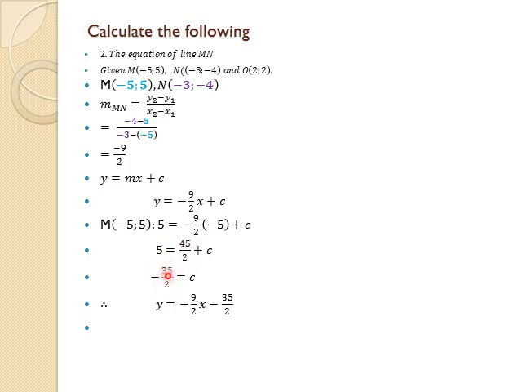You're allowed to use a calculator. So negative 35 over 2 equals c. And then y equals negative 9 over 2x minus 35 over 2. Right, and that is how we find the equation.